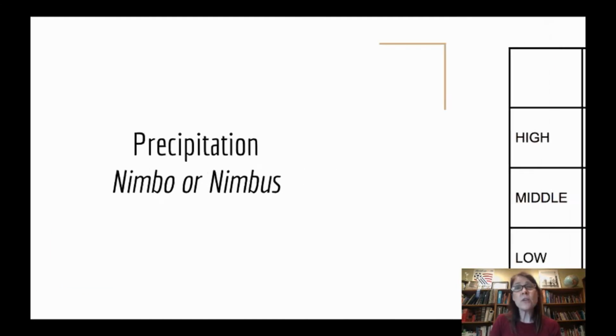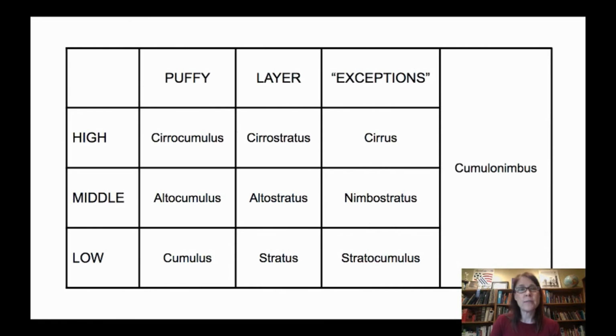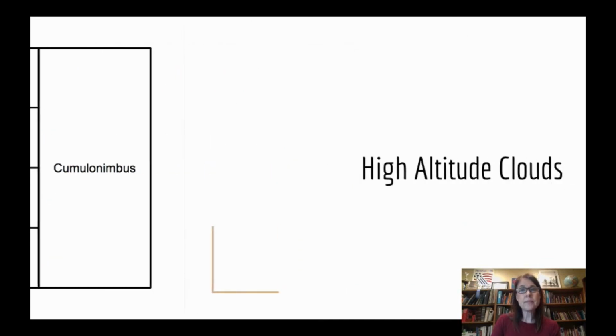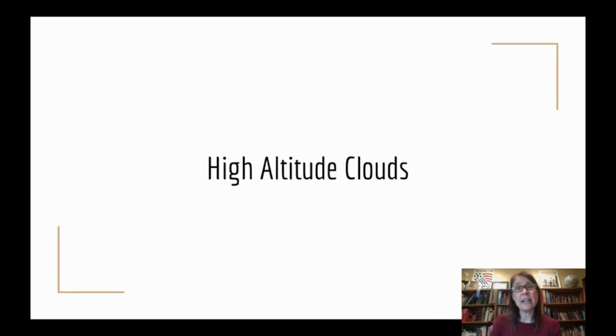Now, let's go ahead and put that together in our chart. On the vertical axis, I have listed the altitude at which clouds form: high, middle, low. Across the top, I have listed their appearance: puffy or layer, and then I've included the exception. Here you'll see all 10 cloud types. Let's go through and take a look at each one and how we can identify them. We're going to begin with our high altitude clouds.